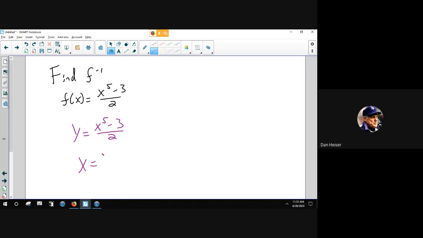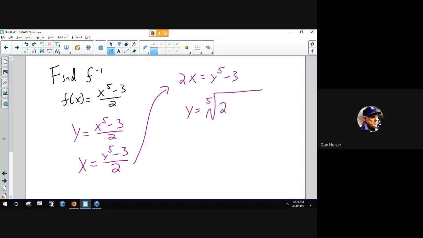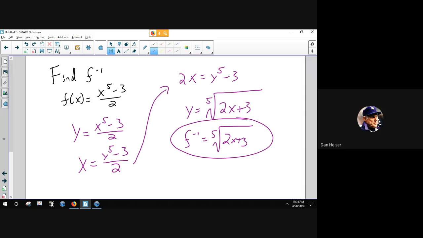Change the x and y around. And now we will solve for y. And we will end up with this. The fifth root of 2x plus 3. Here's the inverse to our function.